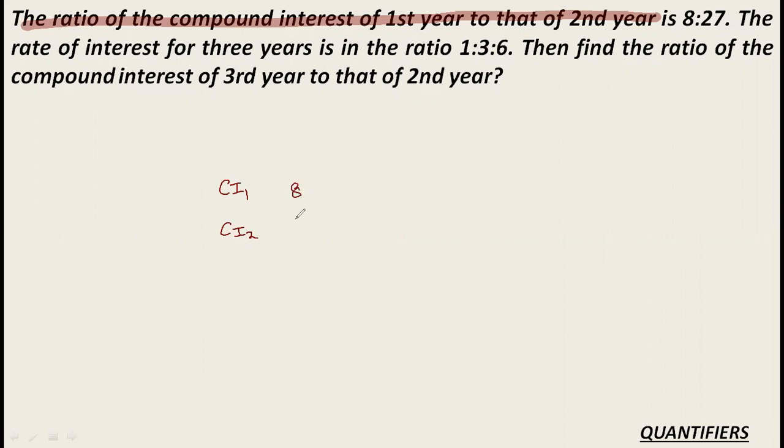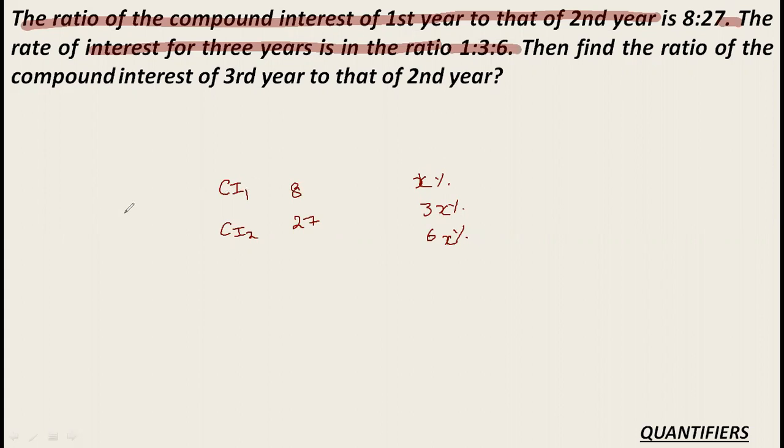The ratio is 8:27. Also, the rate of interest for 3 years is in the ratio 1 is to 3 is to 6. So the rate is in the ratio 1 is to 3 is to 6. If for the first year the ratio is x, this is 3x and this is 6x. x percent, 3x percent and 6x percent. This is the basic condition given to us. So the rate is changing for every year.